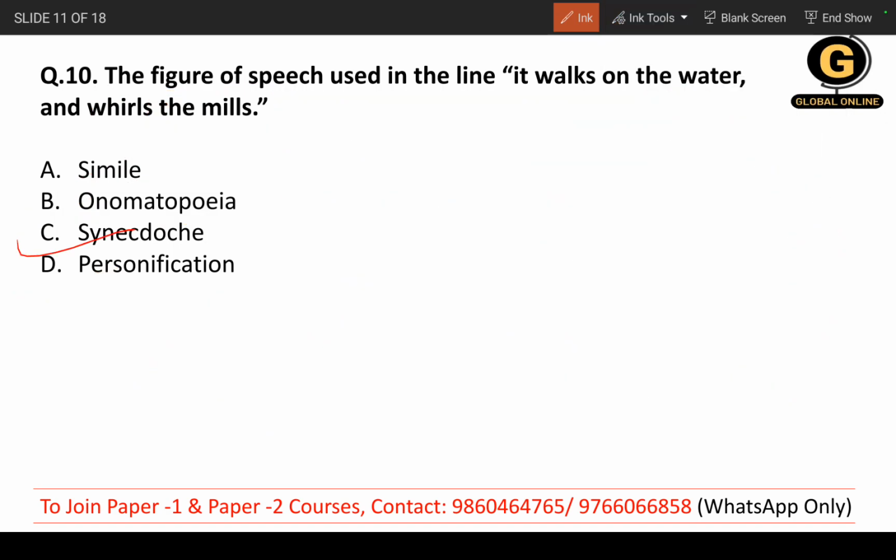And synecdoche. What do you mean by synecdoche? Please tell me. Synecdoche is basically similar to transferred epithet, but synecdoche uses a part of a whole thing to describe the whole thing. For example, if you are saying crown, you are actually referring to the prince or the king. So you are using a part of the king, but you are actually referring to the whole thing. So that is called synecdoche, right?